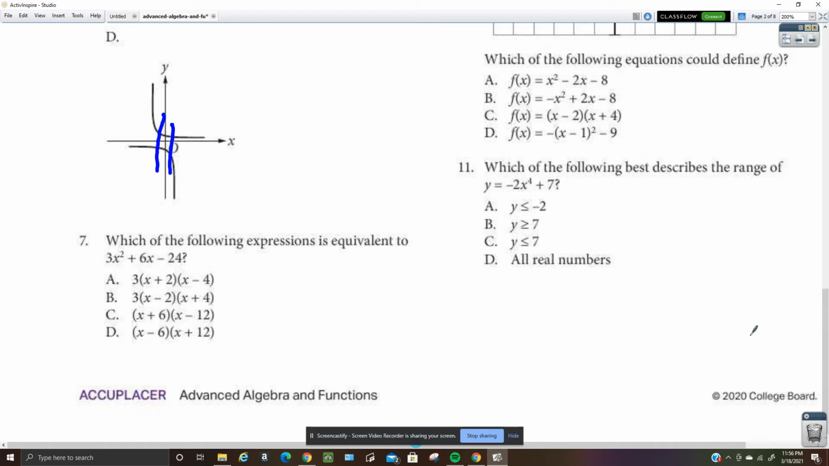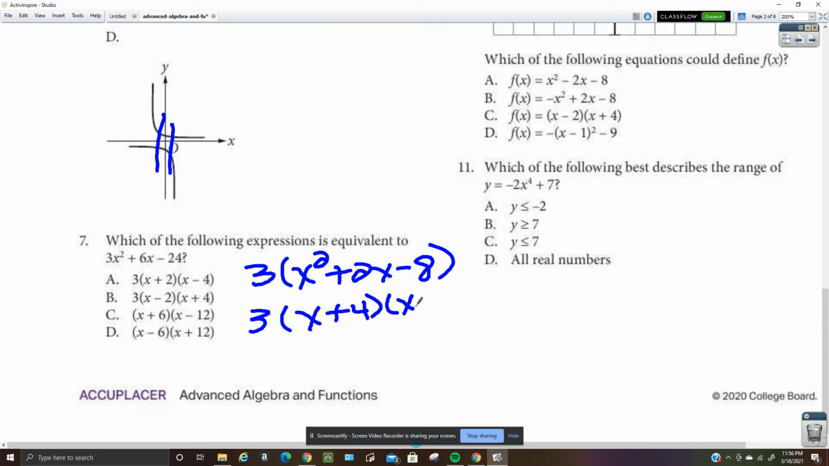And then which of the following expressions is equivalent to this here? So 3 is common. I'm going to factor out a 3. And then factor what's in the parentheses. So the factors of -8 that give you a 2 are 4 and -2. I just have to pick off the right one here. It's B.